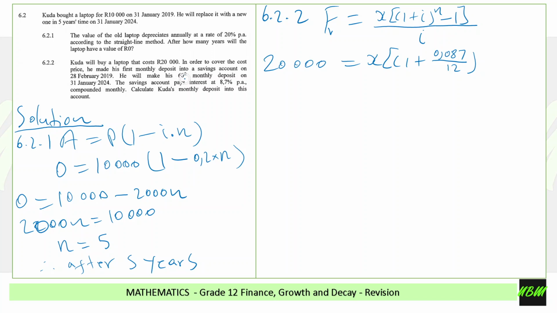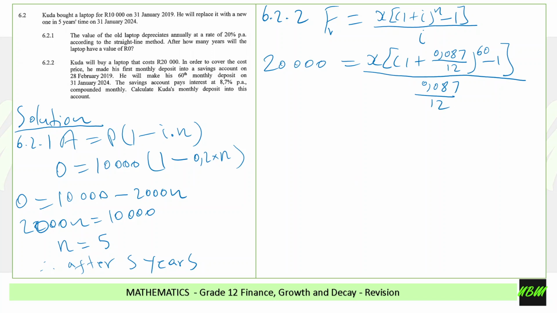We are told that we are going to make 60 monthly deposits, and we are just going to make use of the straightforward future value annuity formula, because payments are made at the end of the month. We are not dealing with situations whereby there are immediate payments. So n, the number of deposits, is 60, minus 1, close the bracket, all divided by i, 0.087 divided by 12.